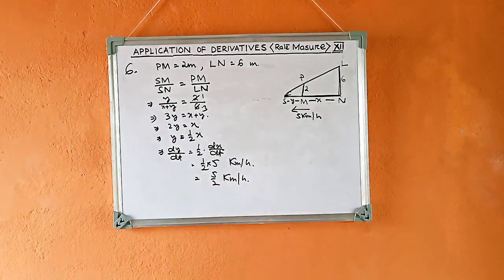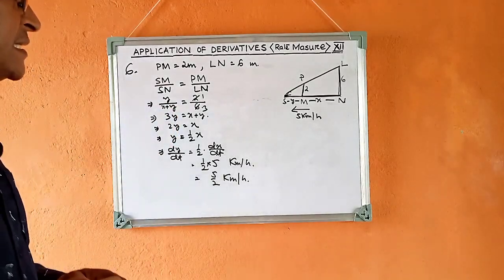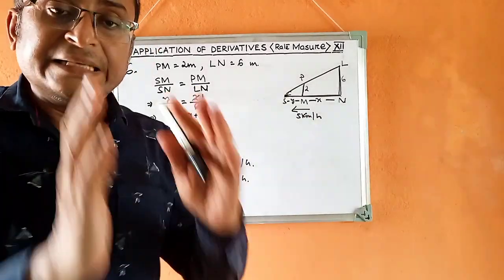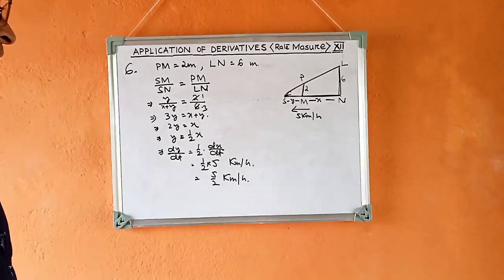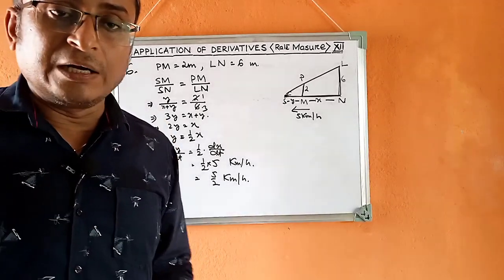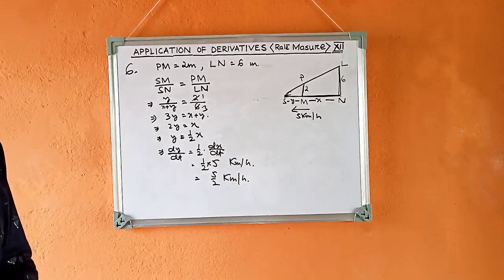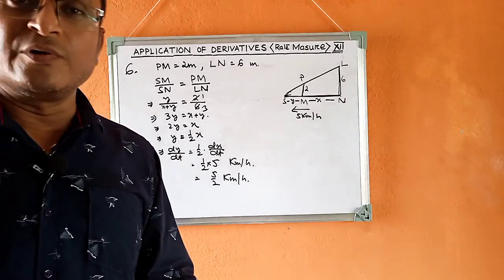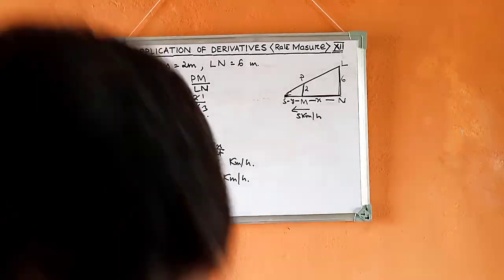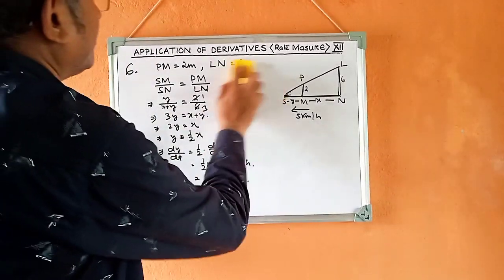So see carefully, dy by dt means the shadow increasing rate. The shadow increasing rate dy by dt is equal to 5 by 2 kilometer per hour. Clear? Hope all of you understood. Next, come to another example, question number 7.